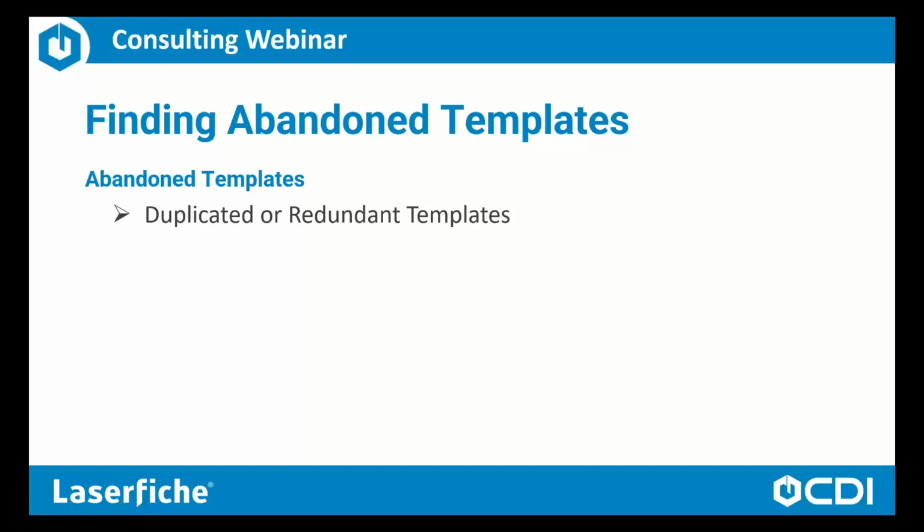So if you have a parenthesis 2 at the end, say you have a client files template and a client files parentheses 2 or parentheses 3, are those able to be combined? Do we have a client files and a client documents template? Are those the same thing? Should they be combined?